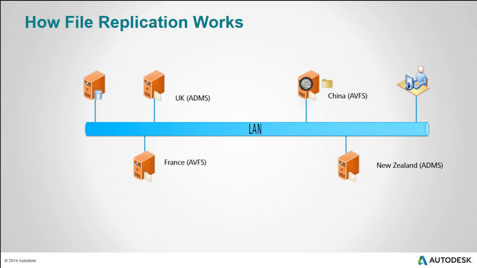A message is then sent to its ADMS using HTTP, telling it that the file is now vaulted on the China AVFS. The ADMS then sends a message over TCP/IP to the SQL server telling it that the file has been vaulted and is located on the China AVFS. How does a user logging into the French AVFS get that file?